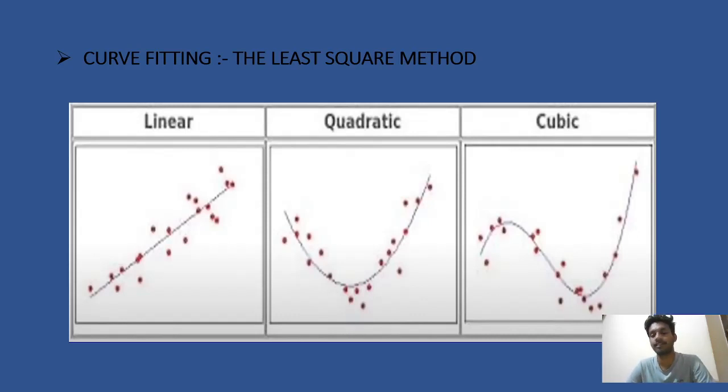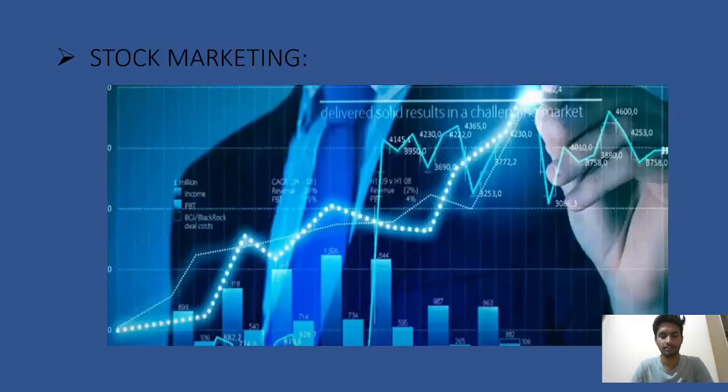Like that's a quadratic curve. And finally, we have a very complex cubic curve. Out of the three, the cubic curve is the most complex in this.